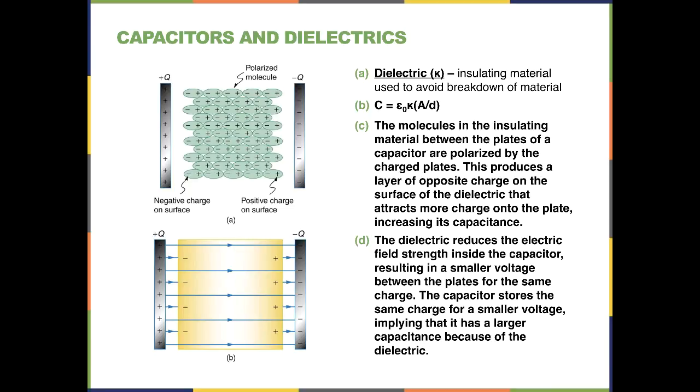However, some dielectrics reduce the field strength inside the capacitor and result in a smaller voltage between the plates with the same charge. The capacitor stores the same charge for a smaller voltage, implying that it has a larger capacitance because of the dielectric.